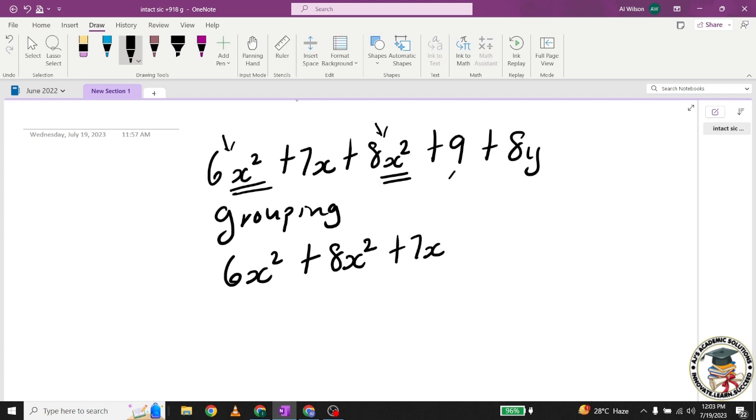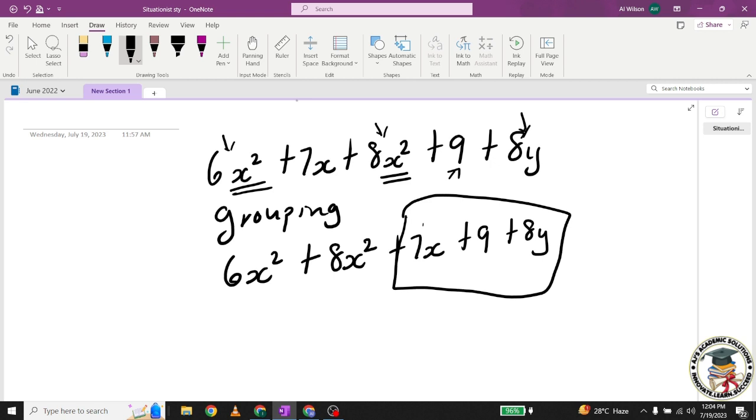Now we have to look at 9. Is there any other number by itself? The answer is no, so we're just going to put 9. Now we're left with 8y. There's no other y, so we just put 8y. From this, we can identify that this section remains unchanged because there's none to add or subtract it with.